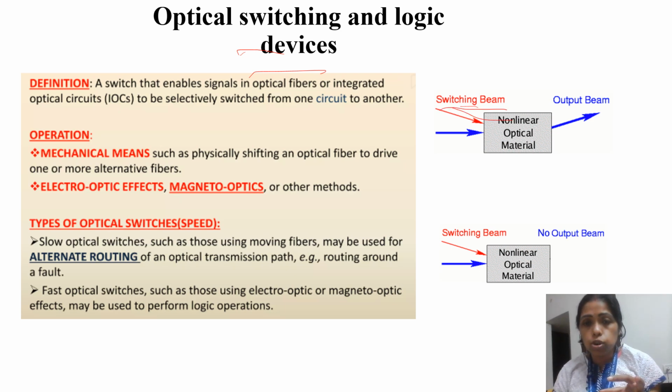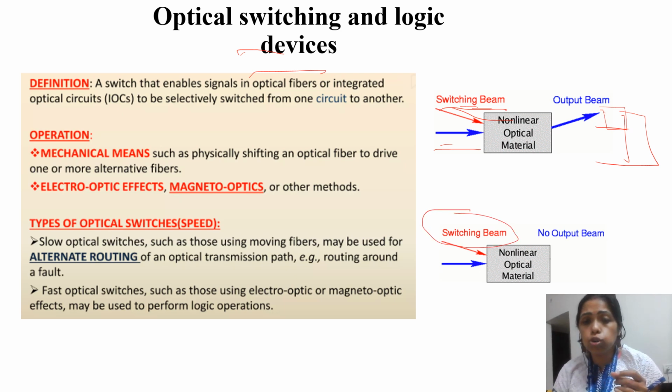Okay, so this is the input signal, and along with the input signal, we are getting one extra signal. This signal is known as the switching beam. The material has some property. So when you incorporate this switching beam, what will happen? Due to some phenomena, the input signal will deflect and go into the other circuit. Suppose there are multiple circuits. Based on the phenomena, it will be deflected and fed into one circuit.